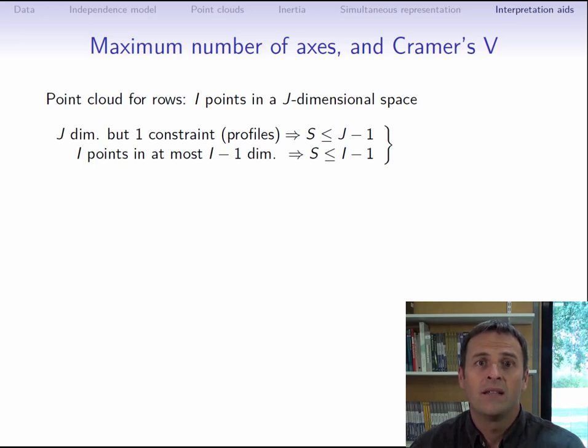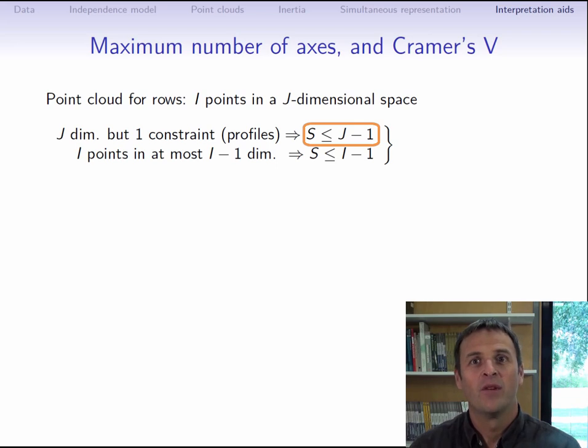Remember that we are analyzing a profile which has a specific feature. Its sum is 1. What this means is that the cloud exists, in reality, in a J-1 dimensional subspace. Therefore, the maximum number of axes with non-zero inertia is less than or equal to J-1.